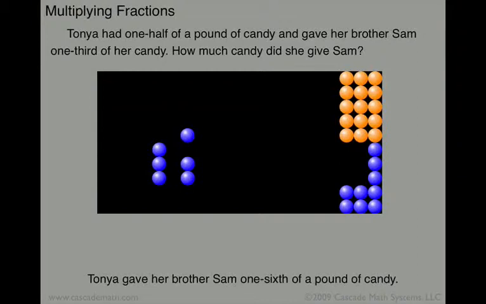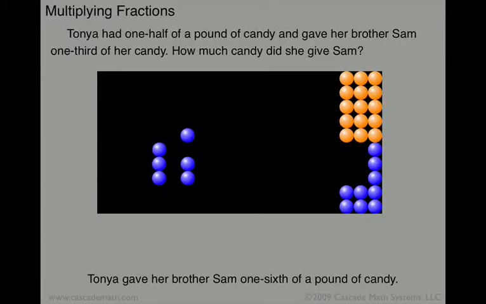Let's review how we got this. We started by making a unit to represent 1 pound. Look at the unit. It is made up of 6 equal parts. Each part equals 1/6 of a pound. Since Tonya only had 1/2 of a pound, we divided our rectangle in half. Tonya gave her brother 1/3 of her candy, so we divided her candy into thirds.